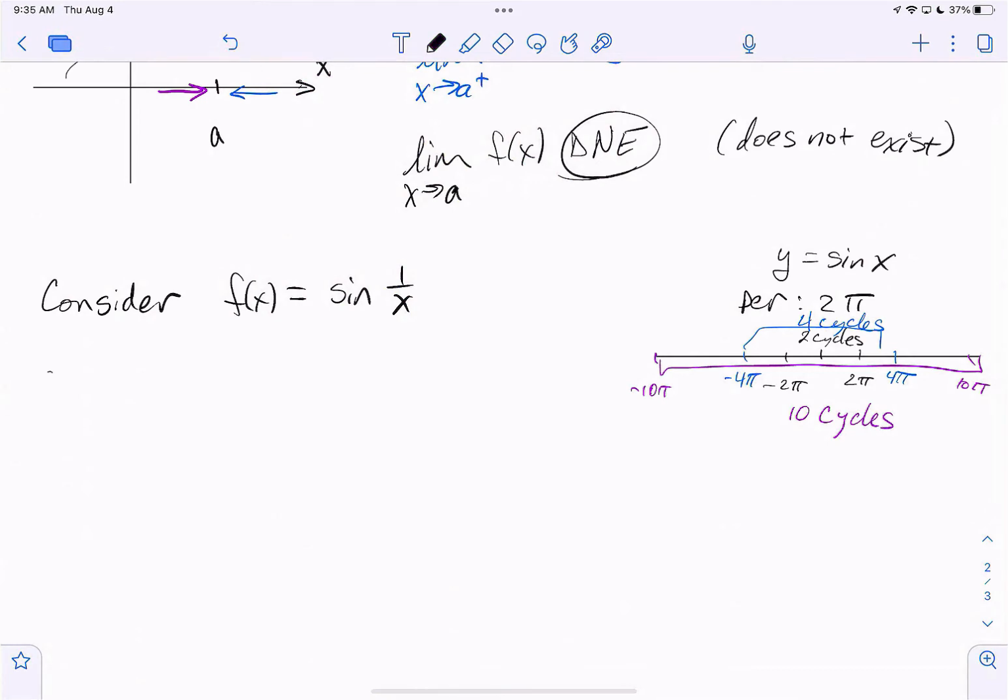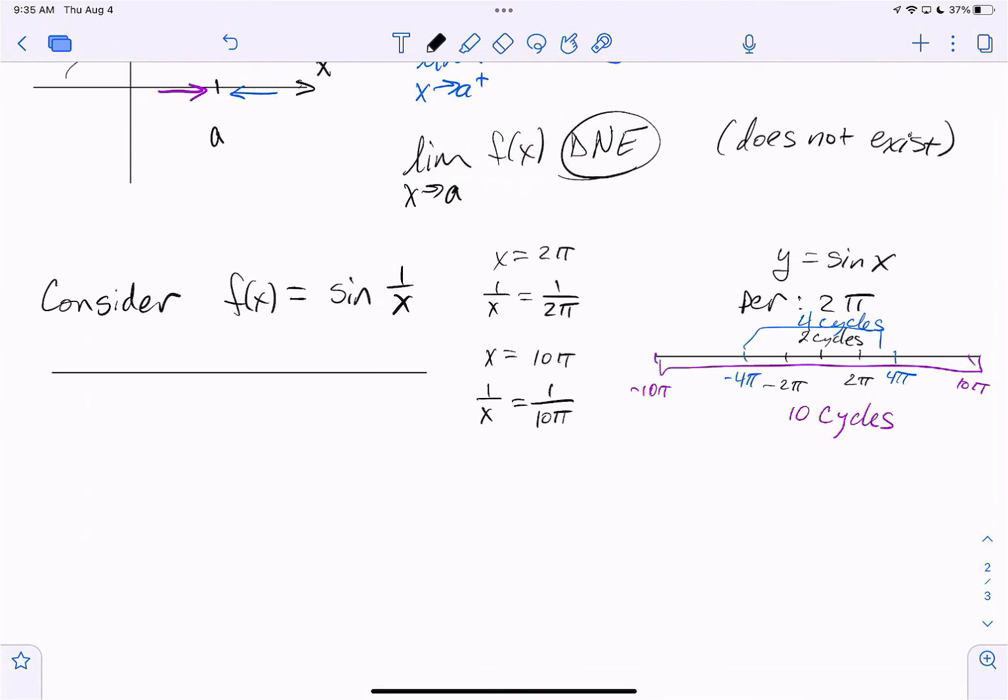All right, now let's see how that relates to f as we wrote it down. Remember that the argument of f is 1 over x, right? We're looking at the sine of 1 over x. And if x is equal to 2 pi, then 1 over x is equal to 1 over 2 pi. And if x is equal to 10 pi, then 1 over x is equal to 1 over 10 pi. But the thing to remember here is that if my denominator is bigger, then the reciprocal, my actual number, is smaller.